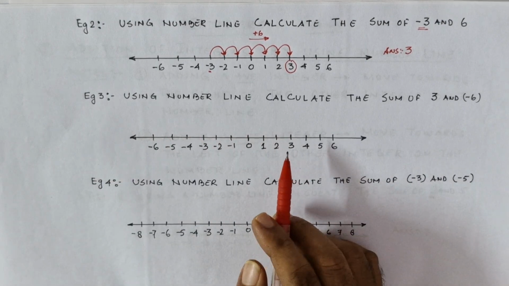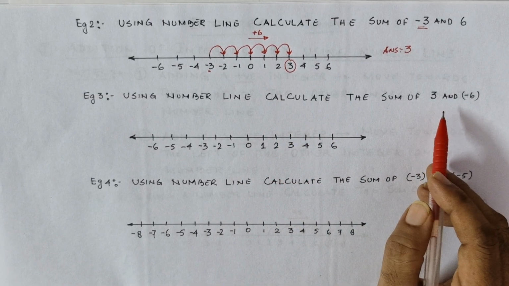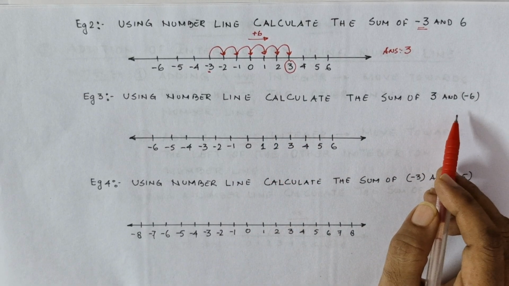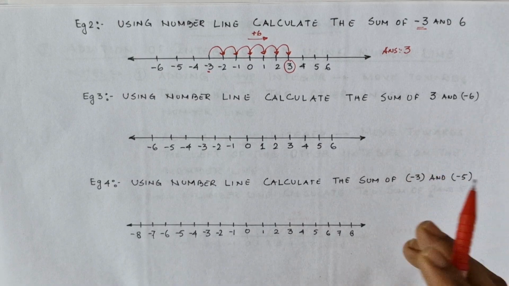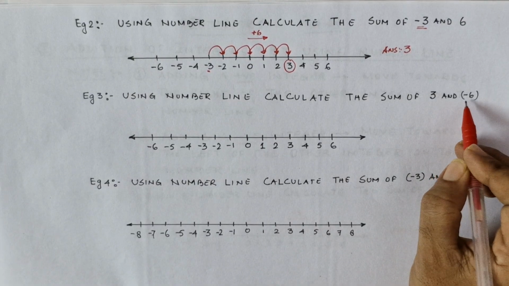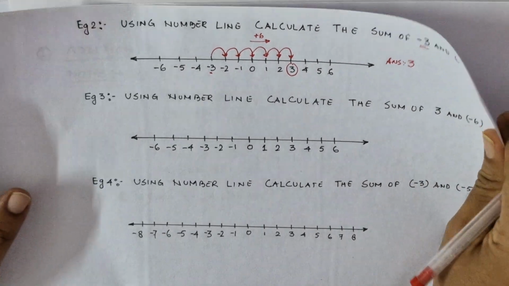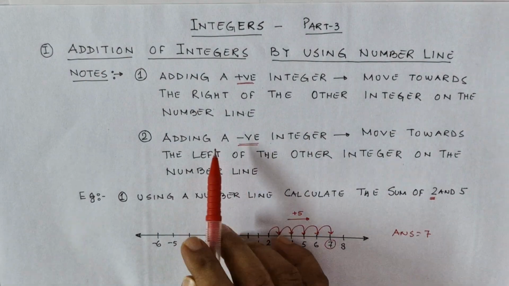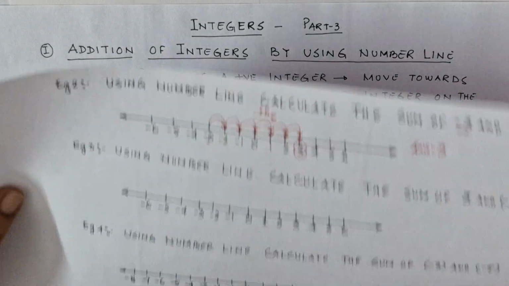Third. Using number line, calculate the sum of 3 and minus 6. So 3 and minus 6. Got it? So now we have to add a negative integer. So what is the rule here? Let's go back and look at it. Adding a negative integer means move towards the left of the other integer.